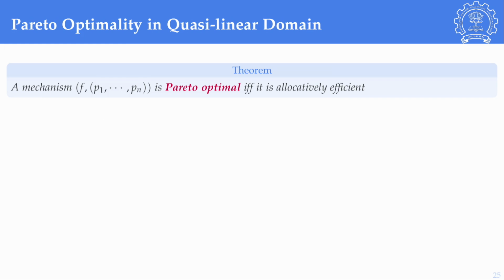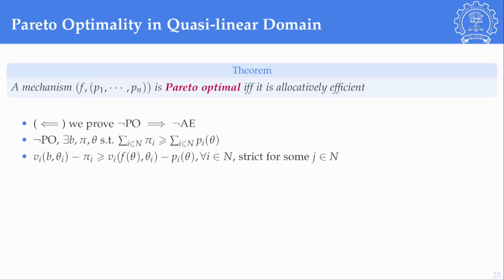So, okay, let us do this implication. First, the easier direction. So, if it is allocatively efficient, then it is Pareto optimal. We will do it the other way. If it is not Pareto optimal, then it is not allocatively efficient, and this is very easy to see. So, not Pareto optimal means that you have this inequality for all agents and one agent has a strict one. So, this is only the payment thing. So, the negation of that condition is that there exists some b, some pi and some theta, such that even though you extract the same amount of payment, this inequality will get satisfied for all agents and strict for some j.